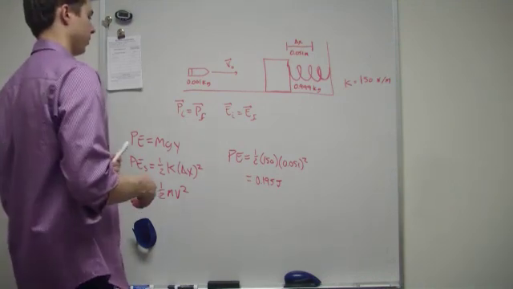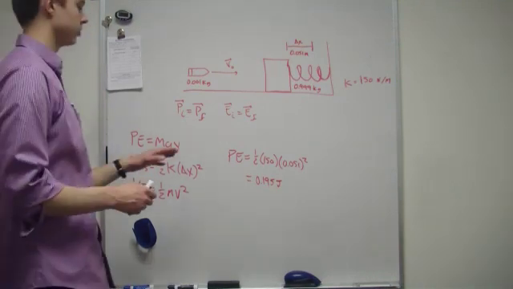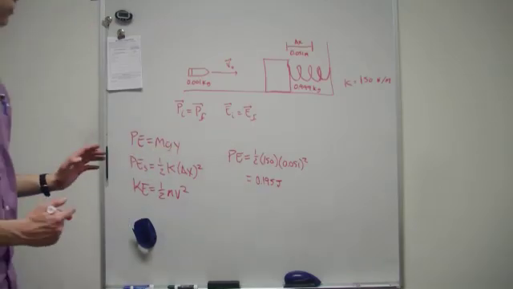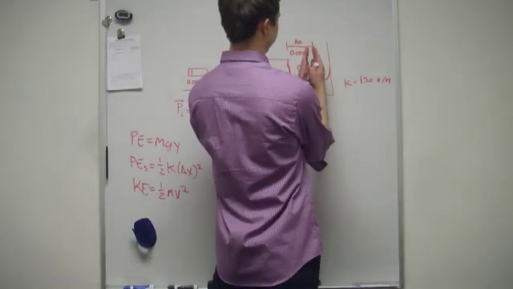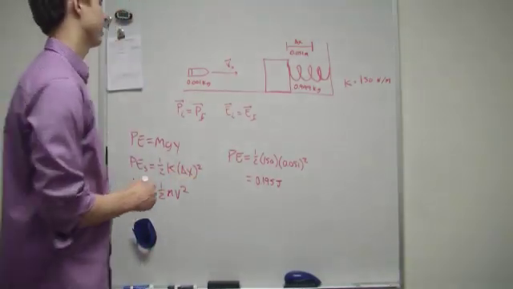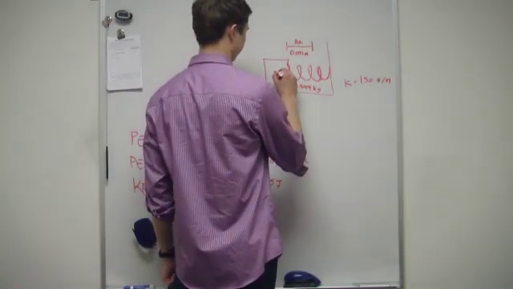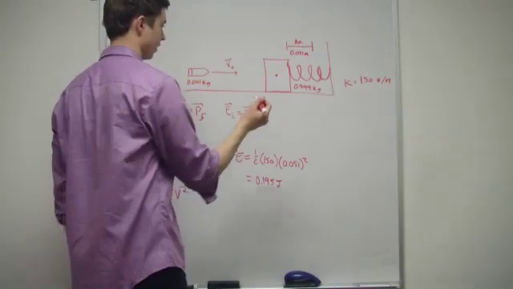So now we know that if it had 0.195 joules of energy at its most compressed state, oh shoot, I forgot about friction. This question is really neat.